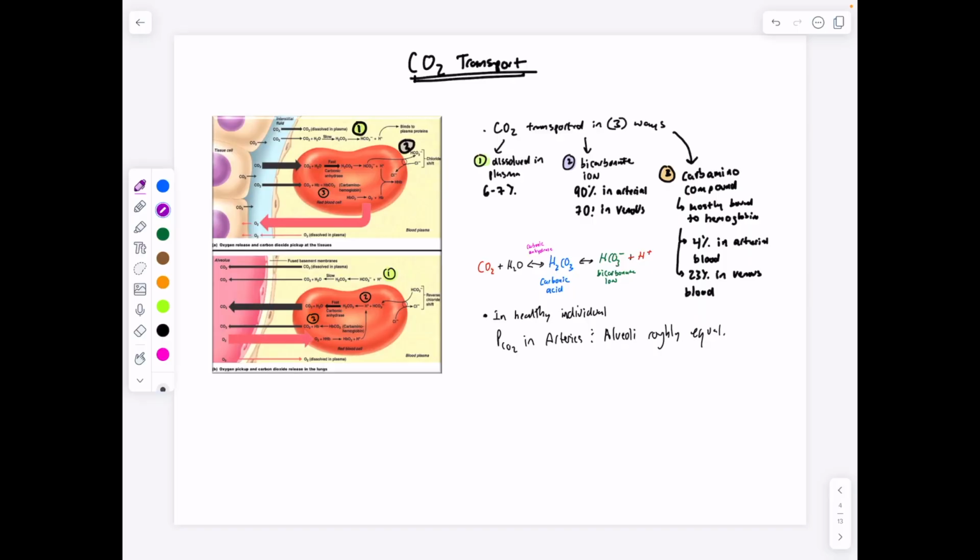So, we want to get our carbon dioxide, a waste product from glycolysis, out of the body. So we're kind of going in reverse, but we do have carbon dioxide, just like with oxygen. Some of it is dissolved in the plasma. This is about 6 to 7% of the total carbon dioxide that needs to be removed. Then we have carbon dioxide stored as bicarbonate ions.